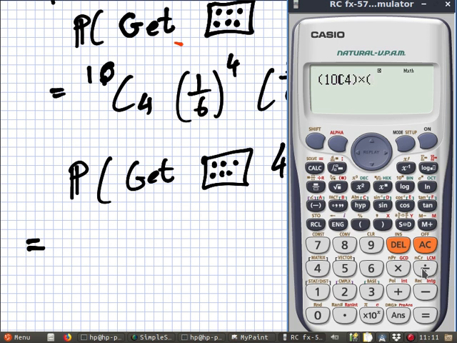10C4 times 1/6 to the power 4 times 5/6 to the power 6. And you have to calculate this a few times. So you do it for 4, you write that answer down. So that's 0.05. Then you go up to 5. You see, it gets small so quickly. So I think by the next one, if I go up to 6 now, it's tiny. So looking just at the first two, the answer should be around 6 or 7%.